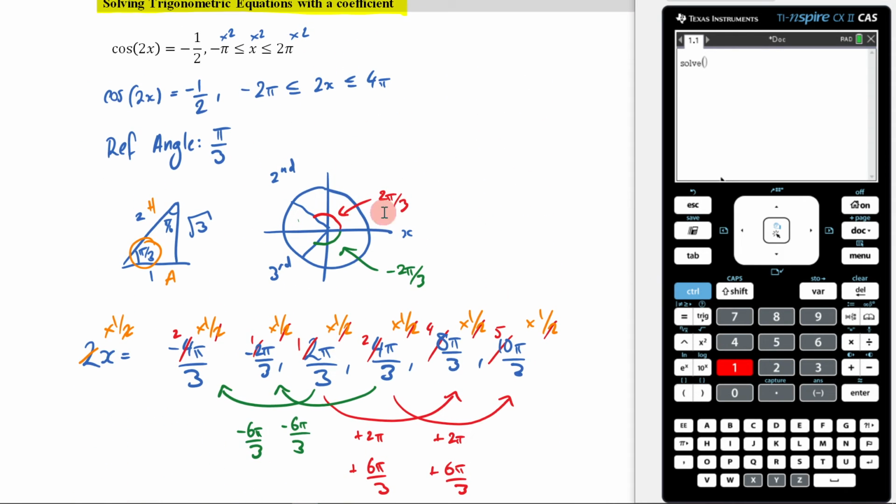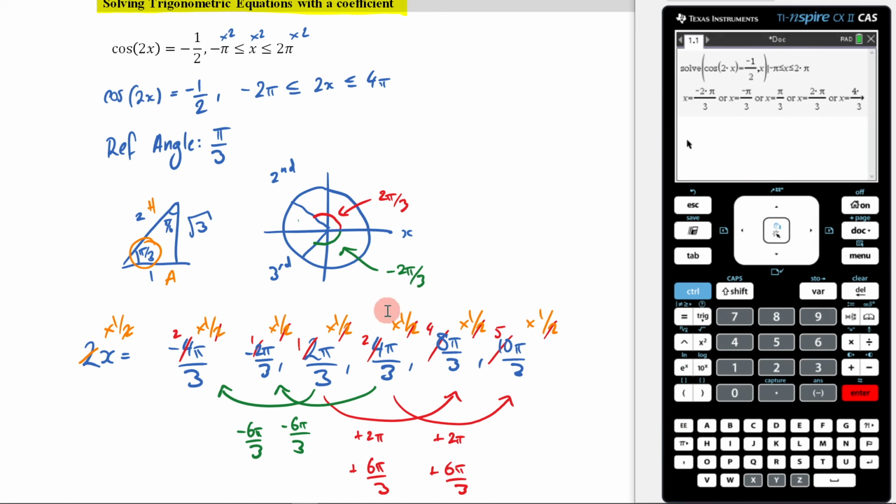And then what was the question? It was cos of 2x. I would come to trig. I would go cos. I would type in 2x. I would go equals negative a half. Then I would go comma x, close it. But now you have to remember to restrict the domain. So control this is such that, and then you put in the original one you were given. So it's going to be negative pi. Then you want to go to your inequality signs. Well, that's not an inequality sign. Control this is less than x. Control this is less than 2 pi.